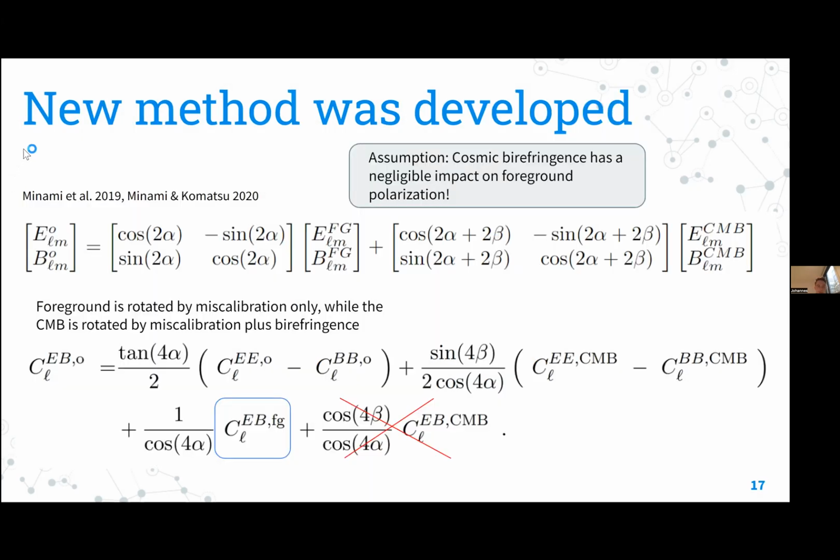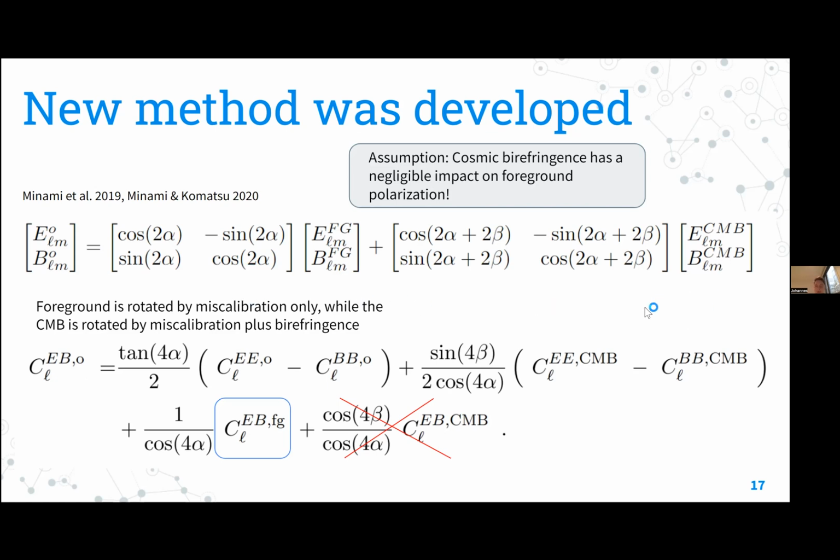But then a new method was developed to break this degeneracy between miscalibration angle and cosmic birefringence angle. And the assumption is pretty simple. The foreground is relatively close to us. The light from our galaxy is 100,000 light years away, while the CMB is almost 14 billion light years away. And so the photons from the CMB have traveled so much longer and further than the foreground photons. That's the main assumption here.